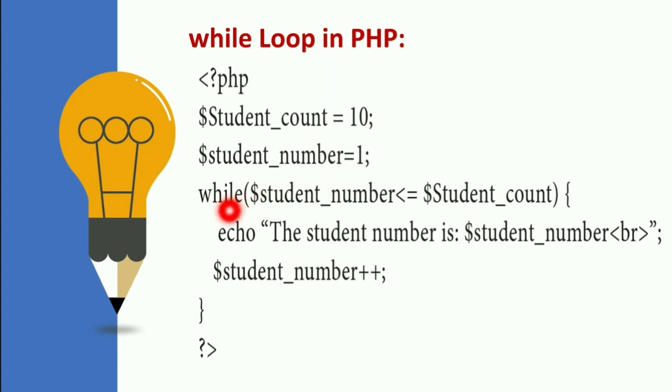Now let us see the while condition. While student number is less than or equal to student count, which means student number's initial value is 1, less than or equal to 10. Student count is 10. So how many times will the loop be executed? Total 10 times. Yes. So in the while statement we write the initial value at this place, and after the operator we write the stop value.